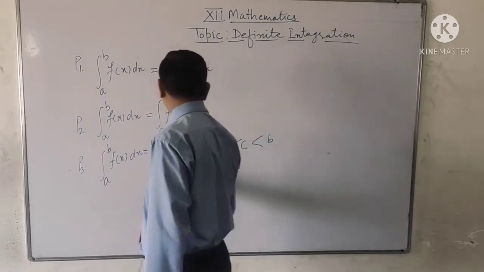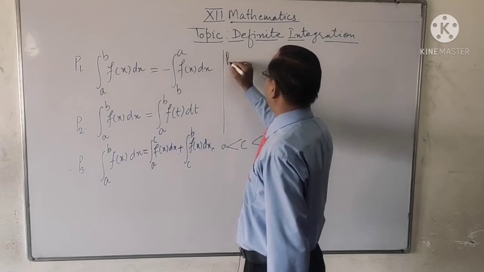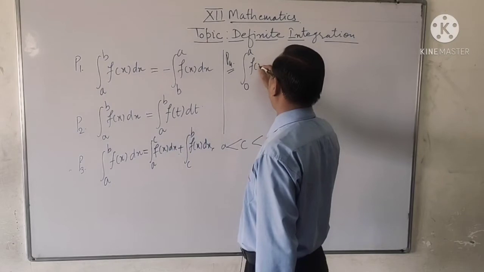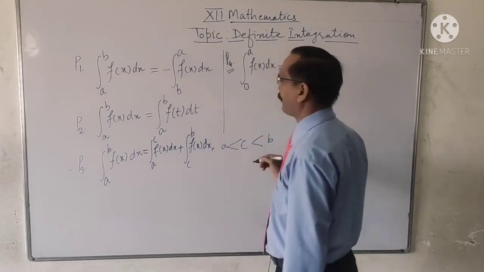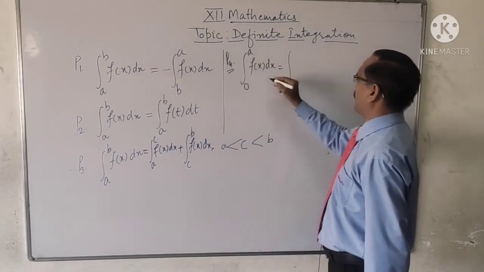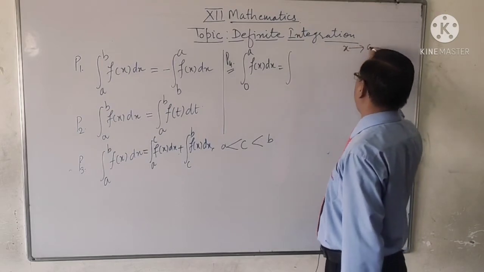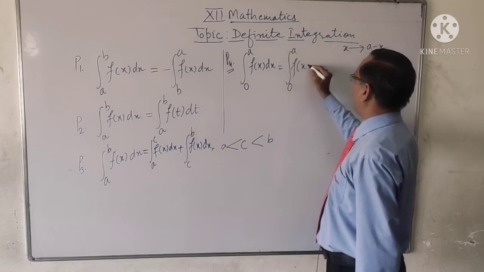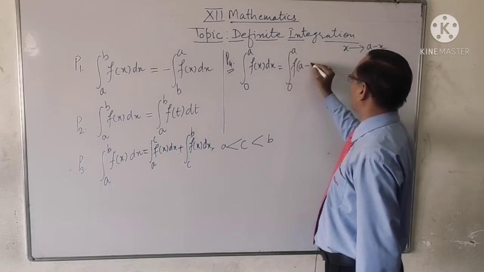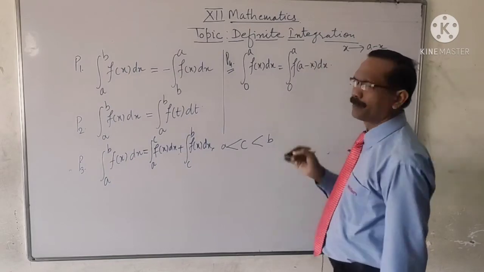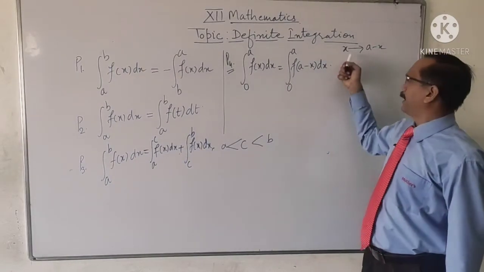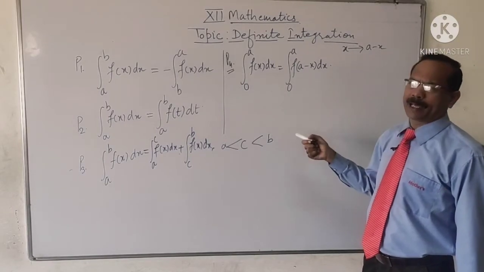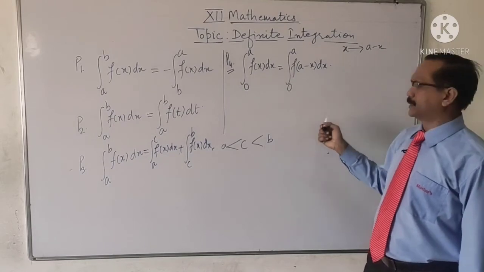Then property 4. It is one of the most important properties. The integral with limits 0 to a of f(x) dx. So we can replace x by a minus x. Limits will be the same, 0 to a, f(a minus x) dx. x can be replaced by a minus x. We will use this property in two ways, for the removal of x and for the complementary purpose.